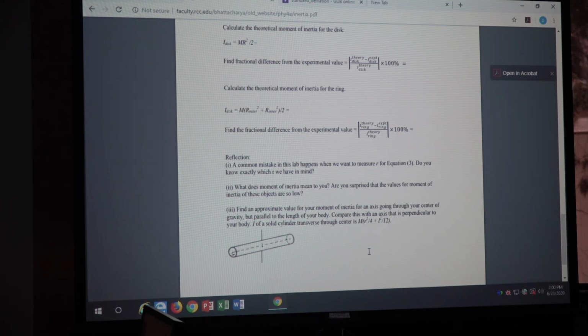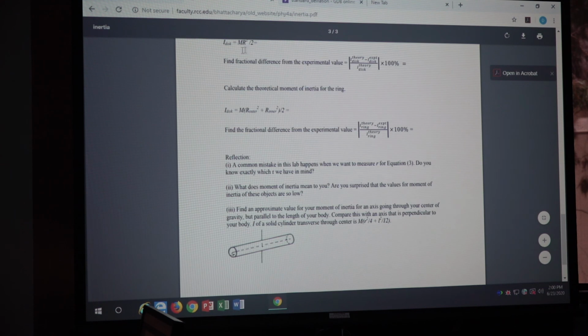Number 3, I want you to find out an approximate value for your moment of inertia. I'm talking about your moment of inertia, okay? That means your body's moment of inertia for an axis going through your center of gravity, but parallel to the length of your body. So the first one is like you're standing and rotating. So all you have to do is think of yourself as a solid cylinder. And if you're a solid cylinder, then the formula that you're going to use is actually this disk, mr squared over 2. Not that complicated a formula, mr squared over 2.